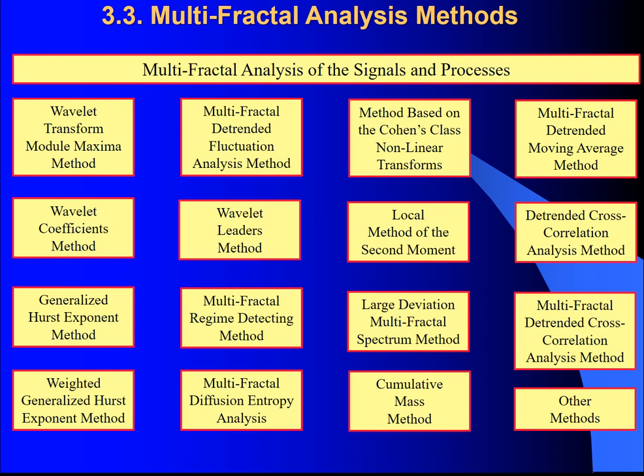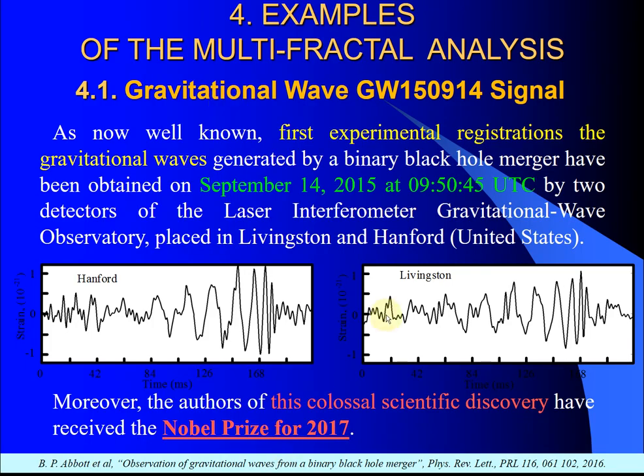And now let's consider which multifractal analysis methods exist for the investigation of signals and processes. On this table, we can see many such different methods. And now we consider results of the practical application of the first two, namely the wavelet transform modulus maxima method and the multifractal detrended fluctuation analysis method. We analyzed two very interesting signals, which are signals of gravitational waves.